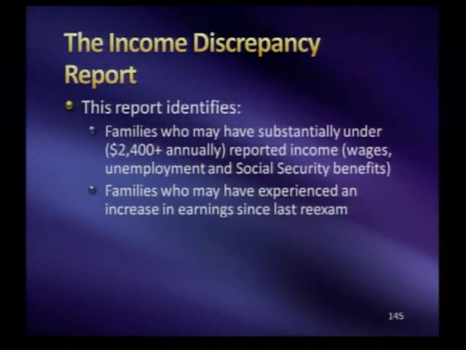But again, if you're using the EIV income report and you're reconciling and making sure that you have your 50058 reflecting complete and accurate wage, unemployment, and Social Security information, your discrepancies are probably going to be minimal. Okay, and a lot of housing authorities have zero income discrepancies because they're doing a bang-up job.